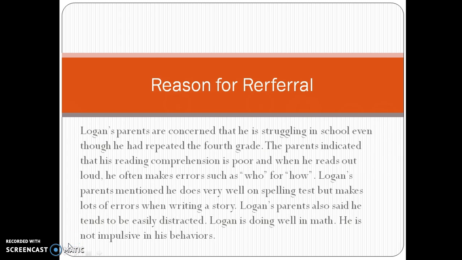Reason for referral. Logan's parents are concerned that he is struggling in school even though he has repeated the 4th grade. The parents indicate that his reading comprehension is poor, and when he reads out loud, he often makes errors such as who for how. Logan's parents mention that he does very well on spelling tests, but makes lots of errors when writing a story. Logan's parents also said he tends to be easily distracted. Logan is doing very well in math, and he is not impulsive in his behaviors.